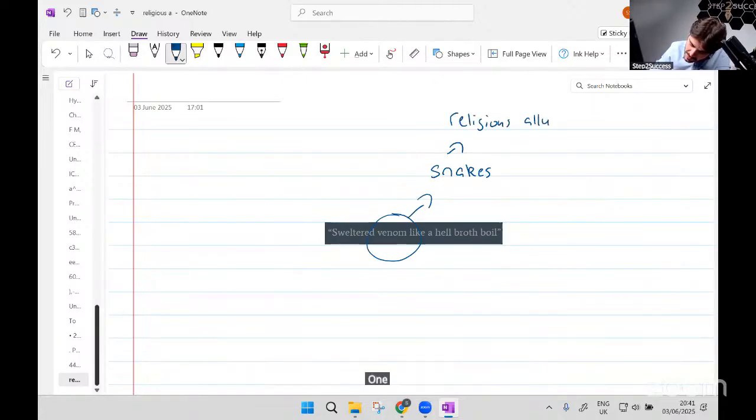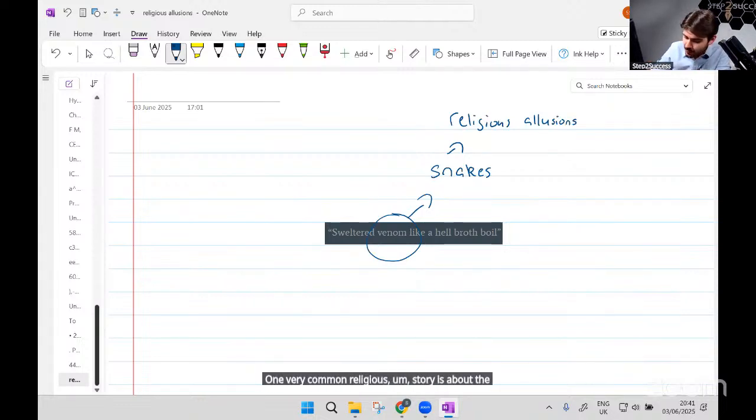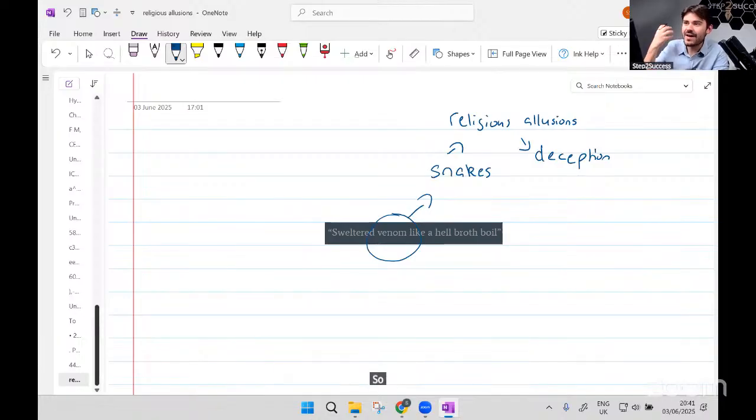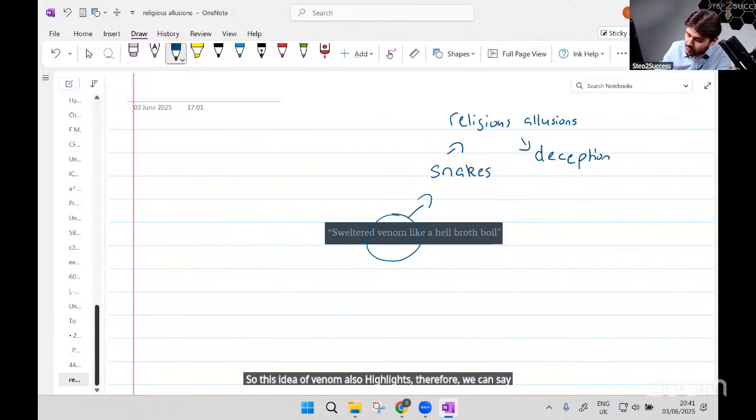One very common religious story is about the Garden of Eden. And what do we find in the Garden of Eden? We find the disloyal snake. So the snake who shows deception, who manipulates Adam and Eve. So this idea of venom also highlights, therefore, we can say, moral corruption.